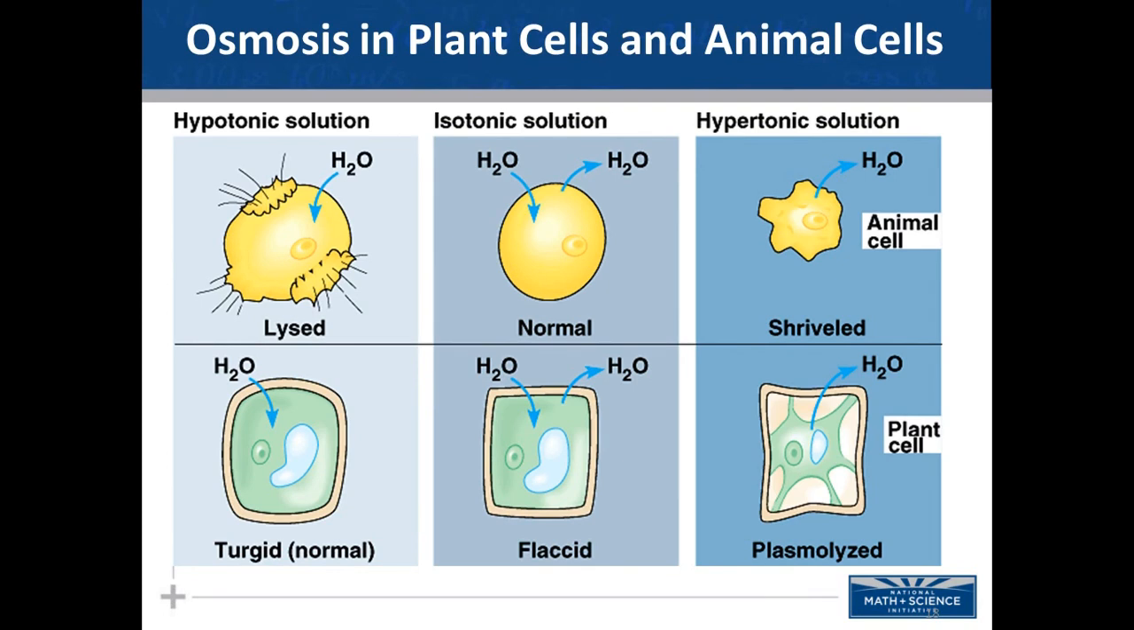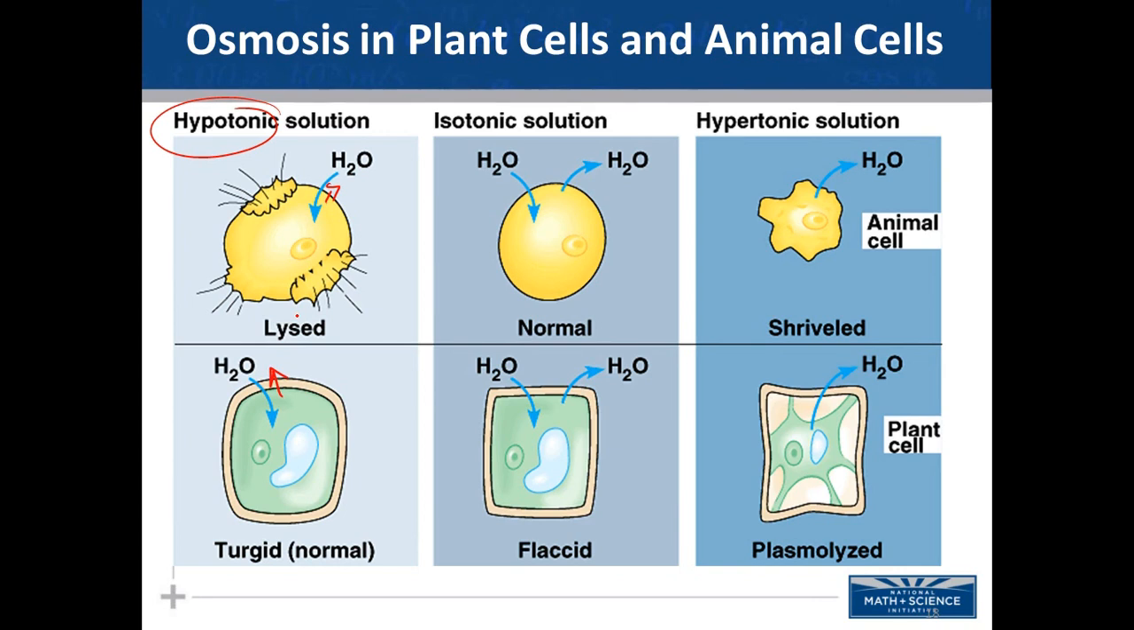So here I want you then to look at this summary of plant cells and animal cells. We have a situation in which we're going to put cells into a hypotonic solution. Think of it as pure distilled water. So there are more solutes inside the cell than outside the cell. The net movement of the water is going to be into the cell.